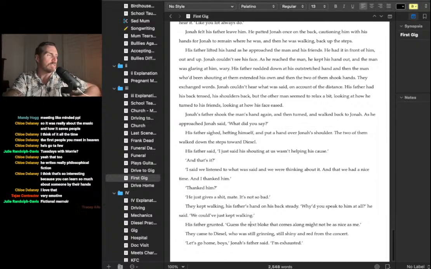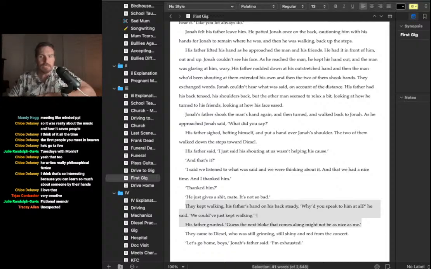They kept walking, his father's hand on his back steady. "Why'd you speak to him at all?" he said. "We could have just kept walking." His father grunted. "I guess the next bloke that comes along."